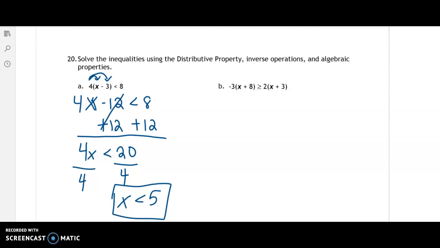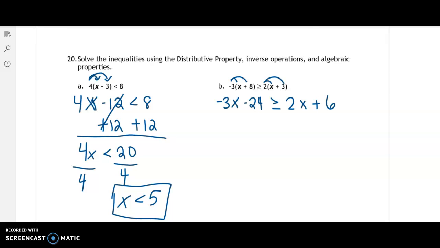All right, one more. Here, I'm going to see that there's distributive property on both sides. So I do negative 3 times x, negative 3x, negative 3 times 8, negative 24. That's on that side. Let me put the symbol. 2 times x is 2x. 2 times 3 is positive 6. All right, make sure we use those signs. That's how we got this negative 24, for example, negative 3 times positive 8. Just make sure you pay attention to those signs.